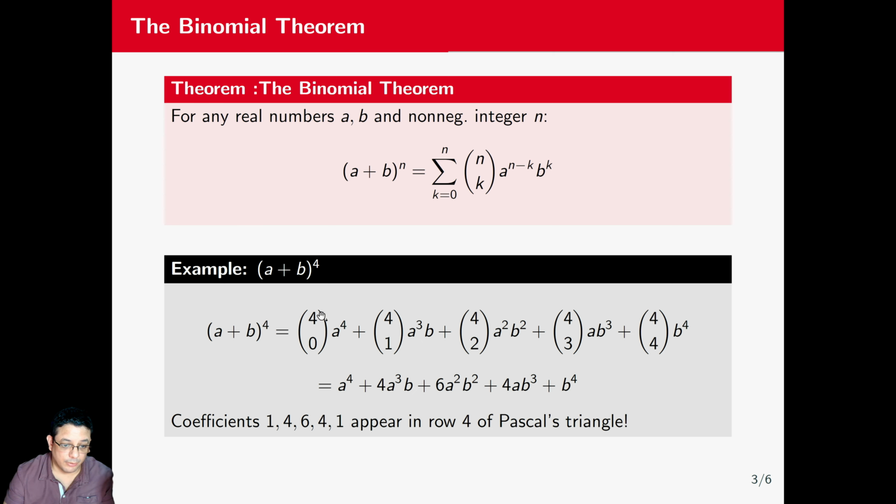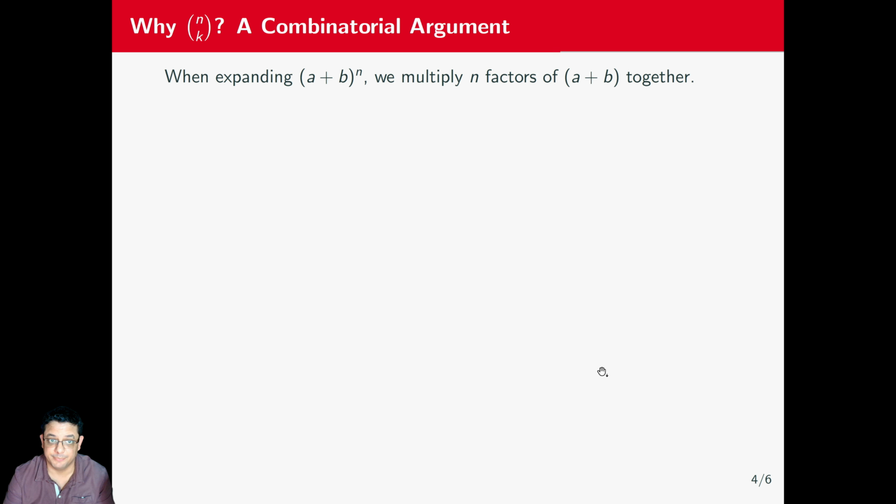And of course, the combinations are going to give me the coefficients of the polynomial. So because of this, the coefficients are 1, 4, 6, 4, 1 in row 4 of the Pascal triangle. This is very useful because then I can find coefficients of particular powers for specific polynomials without necessarily having to do the full expansion like I'm doing here.